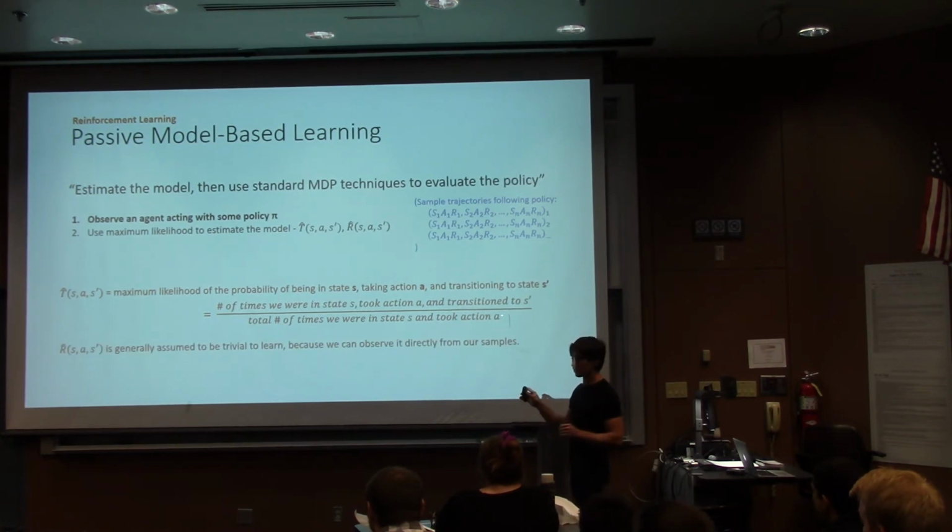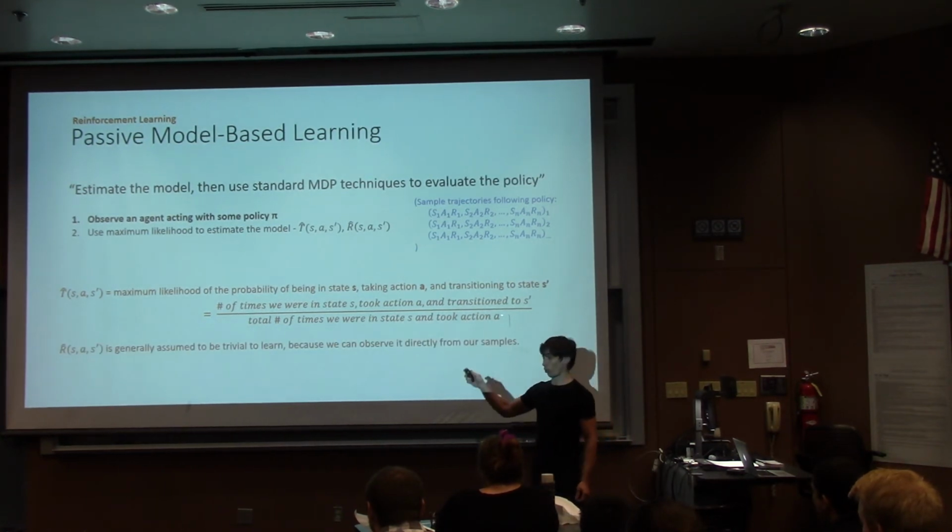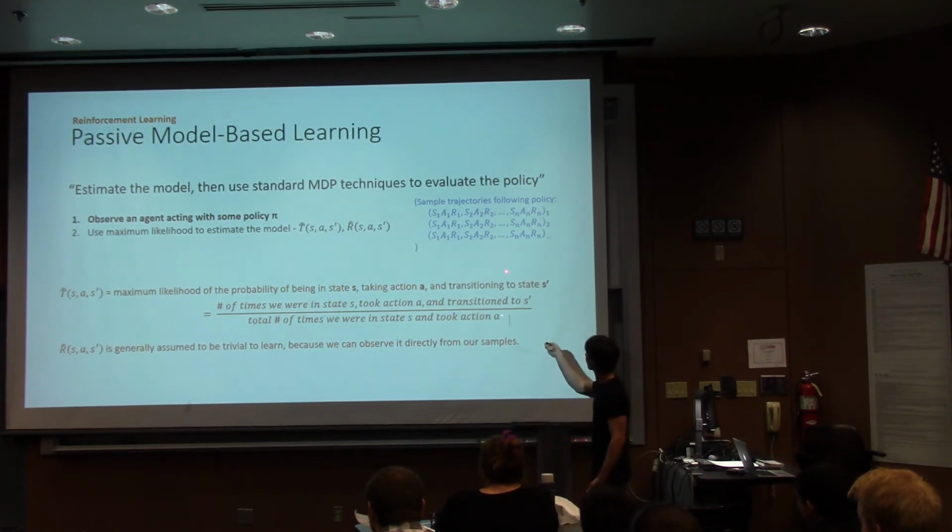And then we generally assume that the reward function is very easy to learn, because we see that we get the rewards directly from our sample trajectories. So we generally assume that this is pretty easy to get.